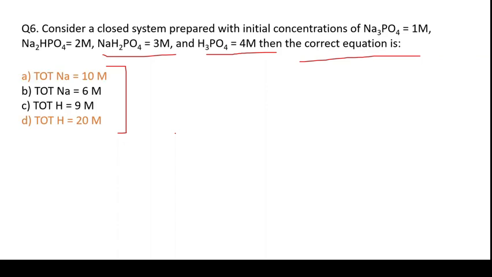We'll see the solution now. So the answer is A and D. Total Na is 10 molar and total H is 20 molar. Please match it with your solution. Then we'll see how we got this solution.